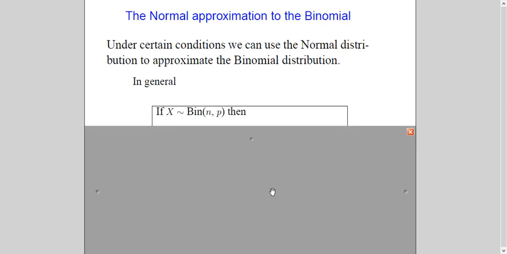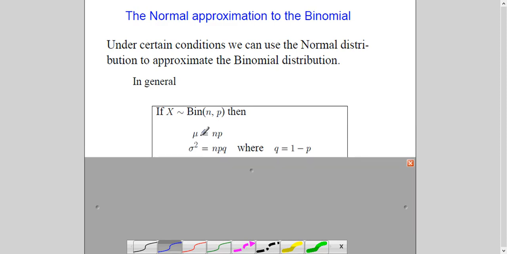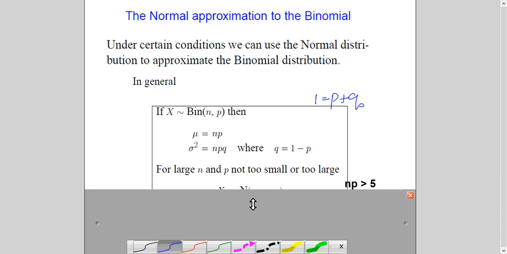So let's begin. Normal approximation to the binomial. It is applied under certain conditions. We know that binomial distribution in general is written as n comma p. N represents the number of times the experiment happens and p represents the probability of success. So mu is equal to np and variance is equal to npq. We have seen that also in binomial distribution. And we know that 100% probability, 1, is equal to p plus q, right? So this is all old information you already have.